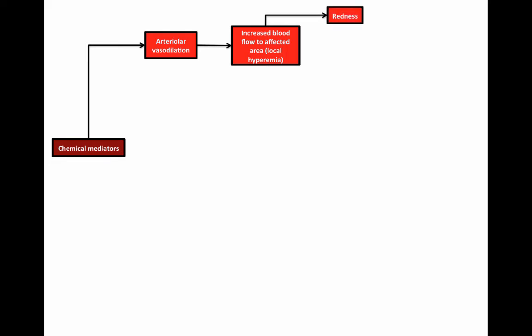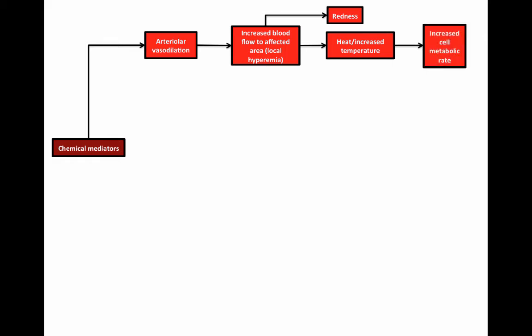First, there is arteriolar vasodilation. This causes an increase in blood flow to the injured tissue, also known as local hyperemia. The increase in blood flow will produce redness. The increase in blood flow will also produce an increase in heat or temperature, which leads to an increase in the metabolic rate of cells. In addition, local hyperemia will increase oxygen and nutrient delivery to the affected tissue.